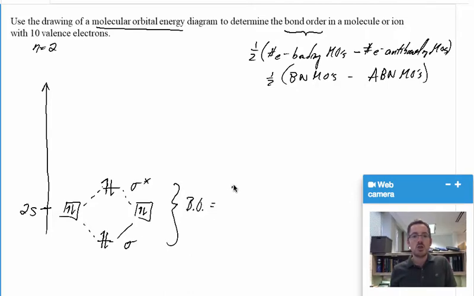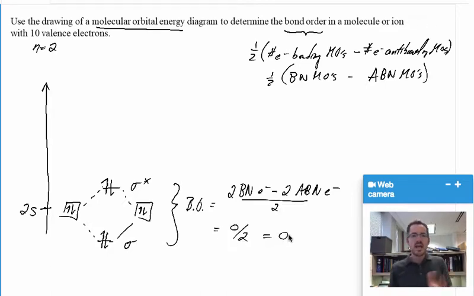would be 2 bonding molecular orbital electrons minus 2 anti-bonding molecular orbital electrons divided by 2, which is simply 0 over 2, which is 0. So if you have more than 4 valence electrons, the first 4 will always result in a bond order of 0 because they're going to cancel each other out from the 2s's that are going to be utilized.